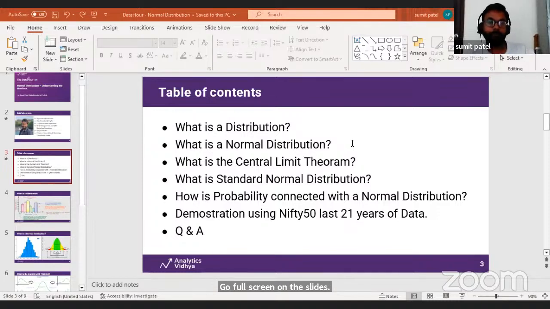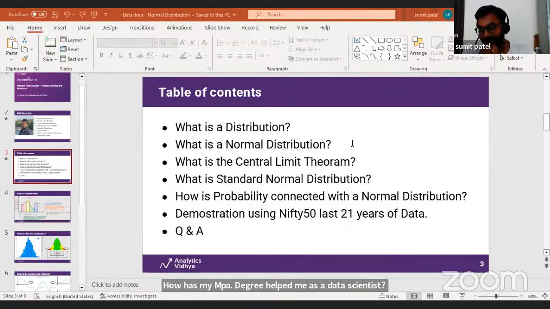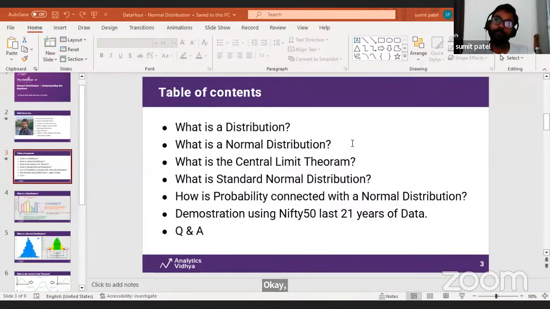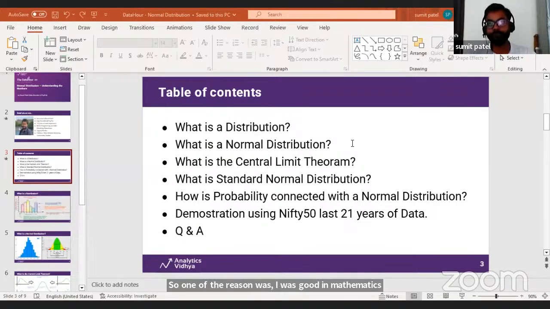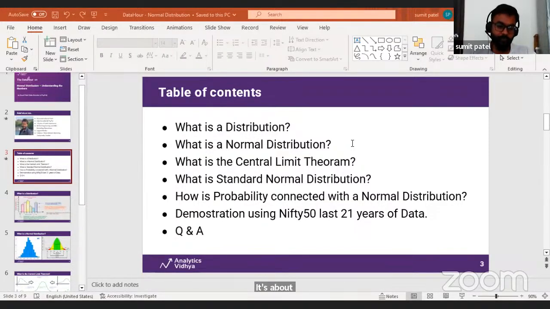How has my MBA degree helped me as a data scientist? Let me put it this way. I was interested in getting into the data field. I loved numbers. One of the reasons was I was good in mathematics, physics, and statistics during my school days. That obviously leads to engineering, as 90-95% of us do here. The next best step for me was an MBA. You don't get technically forward doing an MBA degree. It's about managing people, establishing connections, how you work with different people, how you get things done. That's what my MBA degree taught me.